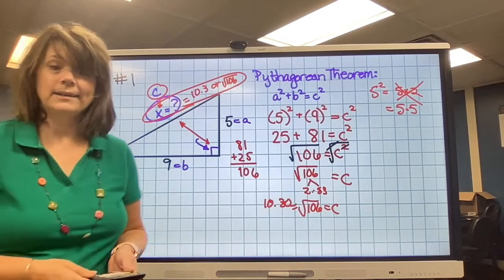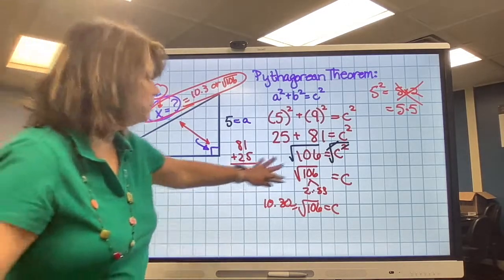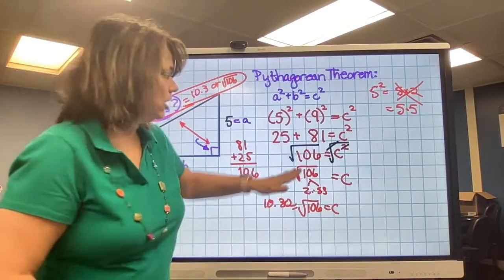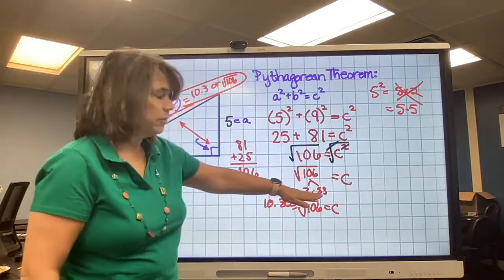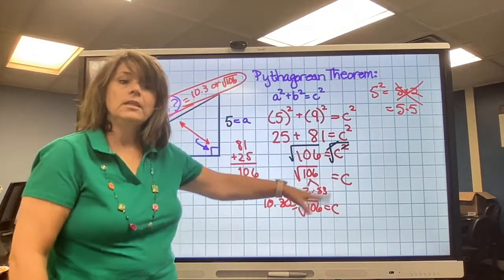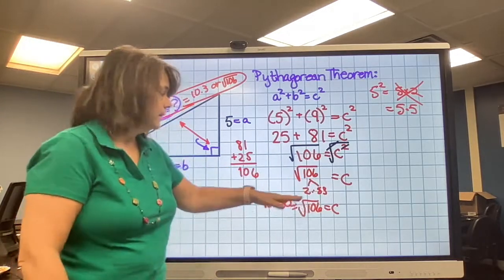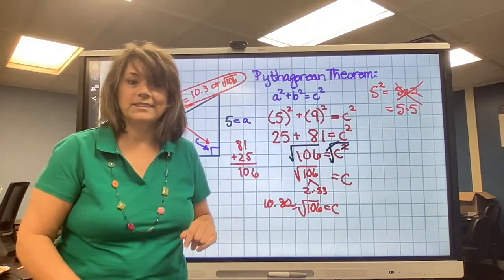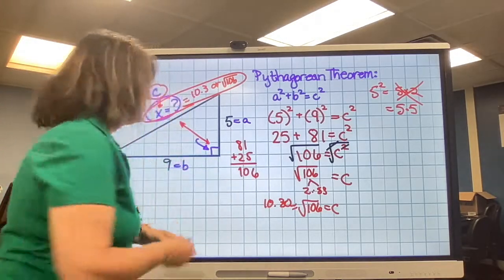Not so bad, not so bad. It doesn't look pretty when it gets down here. It looks a little scary, but it's not bad at all. If we just reduce it down, all we had were prime numbers. There is nothing that we can take out. So we can either leave it as a decimal or the square root of 106. Awesome. Let's try one more.